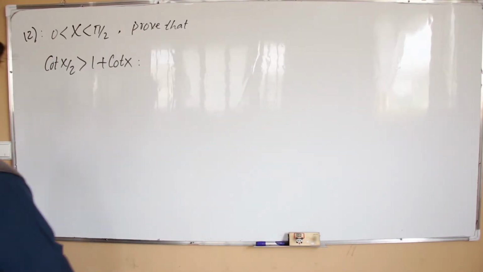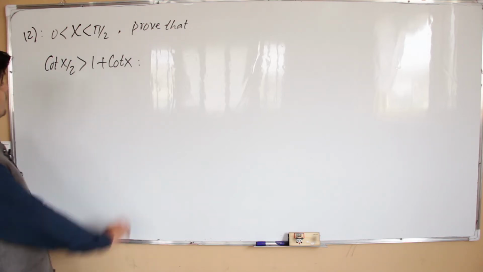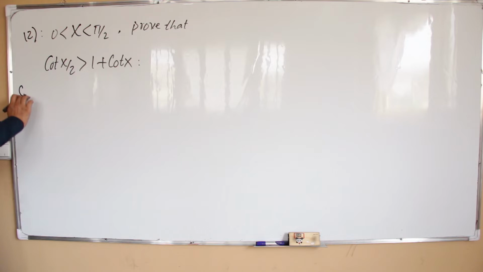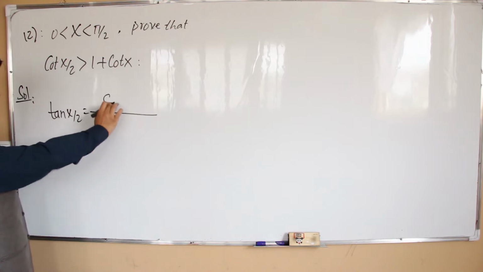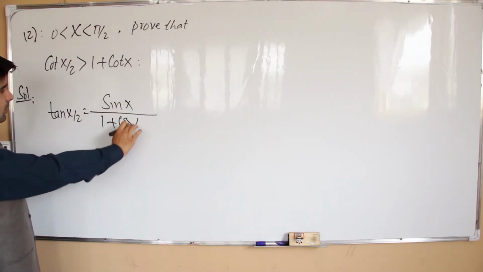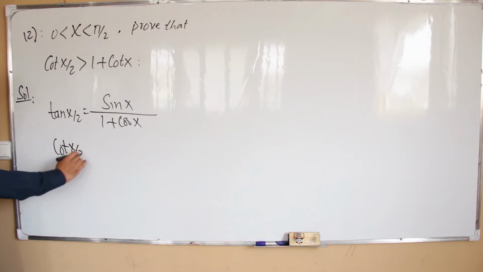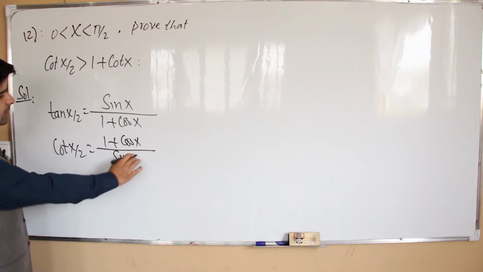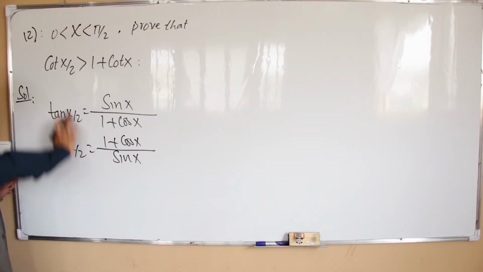If x is an acute angle, it means it lies in the first quadrant between 0 and pi by 2. Prove that cotangent x by 2 is greater than 1 plus cotangent x. Okay, how can we prove it? Solution. We know that tangent of x by 2 is sine x divided by 1 plus cosine x, or not? Yes, we have proved in question number 9, I think. Now if tangent is this one, what is cotangent? Cotangent of x by 2 is the reciprocal of this one, 1 plus cosine x divided by sine x. Am I right? Yes. Now instead of cotangent x by 2, can I write this one?